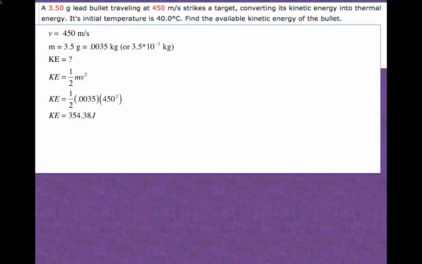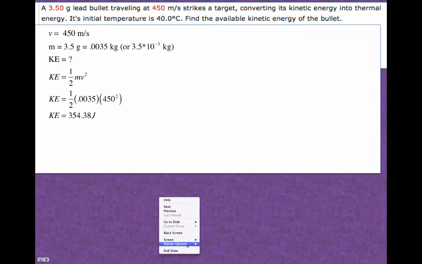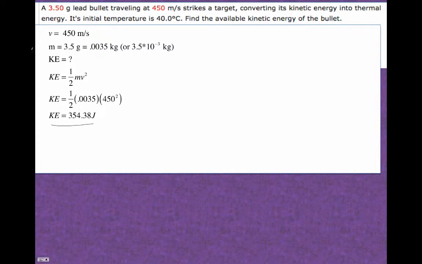Okay, and again, we always start by writing down what we know, the velocity, the mass. Make sure you convert that mass to kilograms, what we're hunting for, the kinetic energy, and then the equation you're going to use. And of course, the equation is very straightforward. It's 1/2 mv squared, and we plug it in and we get 354.38 joules. Now this part was easy. It just required using an equation from last year, so you need to remember it.